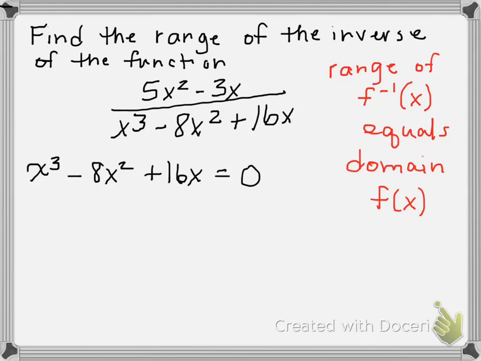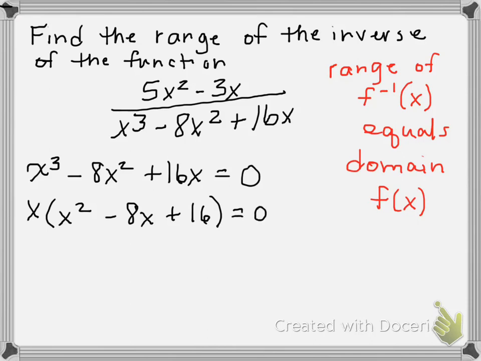So we're going to factor this because, again, we're looking for all those numbers that will make the denominator equal to 0, or in other words, makes this function undefined. So we're going to factor out an x because that's the greatest common factor in all three terms. So we have x times x squared minus 8x plus 16.